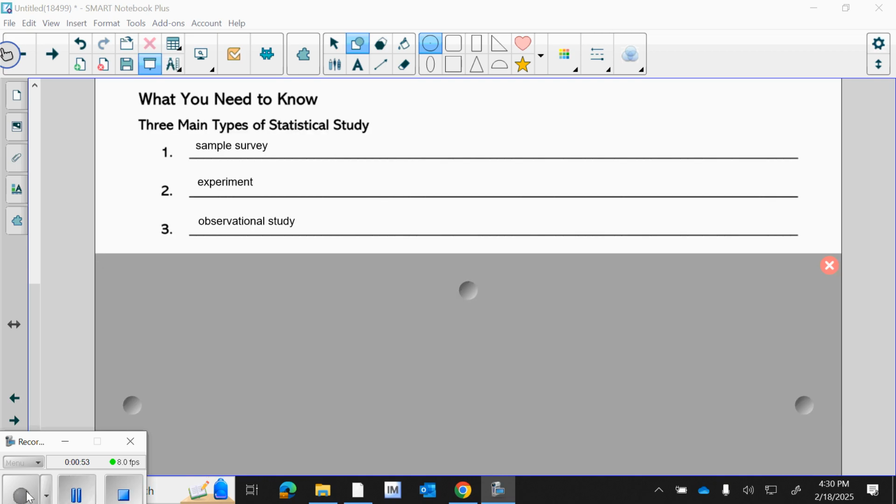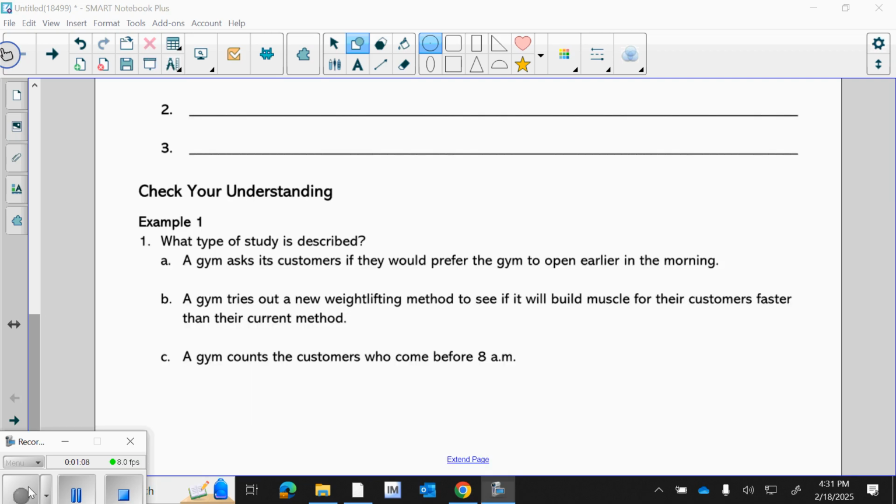If you'll go down your page just a little bit, now you can answer what are the three main types of statistical study: a sample survey, an experiment, and an observational study. Right below this, you'll see a check your understanding. Take a second, read through example 1. See if you can answer the three questions. You can use the words sample survey, experiment, or observational study to answer these questions. Pause your video if you want to, and then when you unpause it, I will have the answers here.